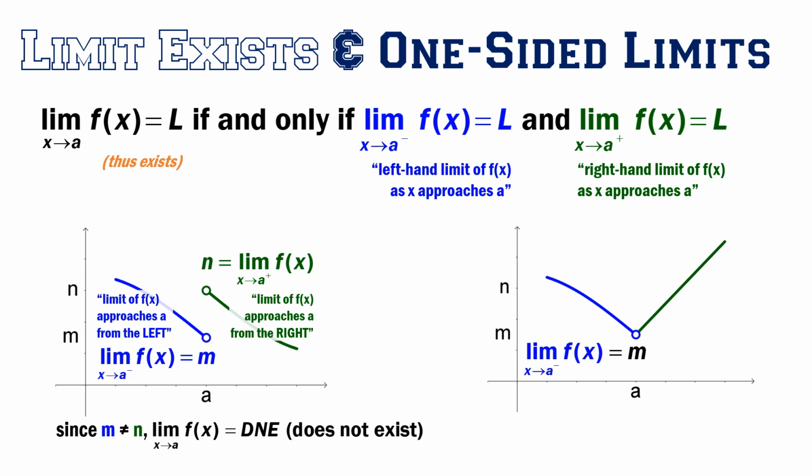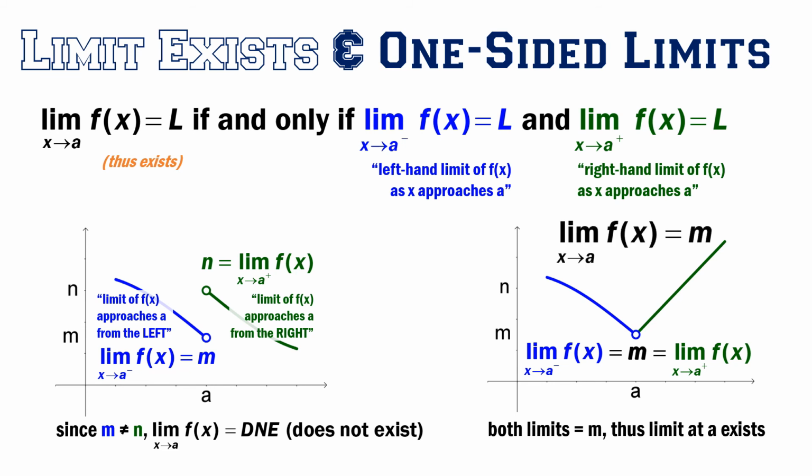On the other hand, with this graph, you will see that our left-hand limit of f of x as x approaches a equals m. Our right-hand limit of f of x as x approaches a equals m. And since both limits, the left-hand and the right-hand, equal the same limit m, we can say that the limit exists, and that's what we do. We say the limit of f of x as x approaches a equals m.